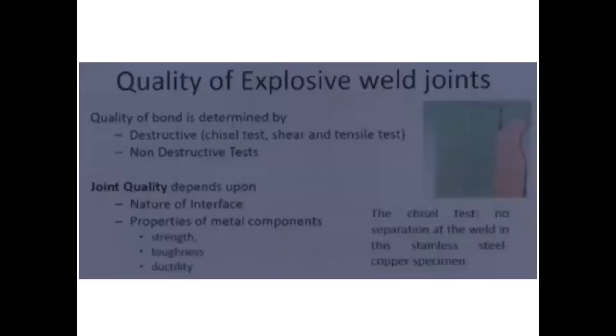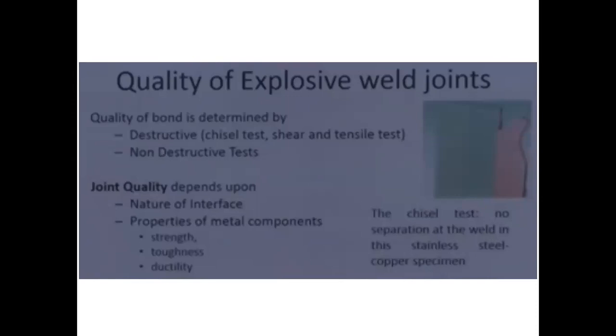Quality of explosive weld joints. The quality of bond is determined by these tests, either it is destructive, chisel test, shear test, or tensile tests, or non-destructive tests, right? That is where destruction is not happening. So you're trying to test it while the tested material is intact, right? So that is what a non-destructive test is.